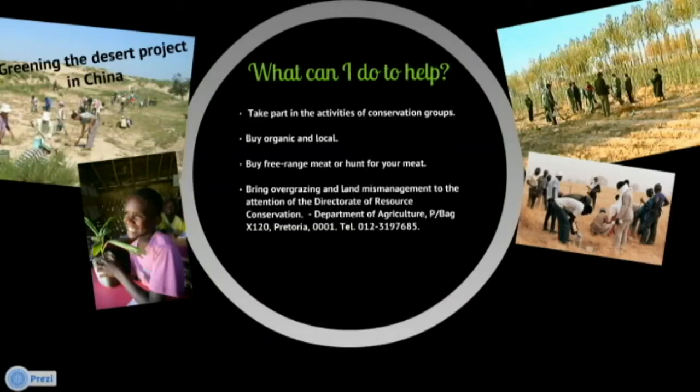You may be able to find local groups by visiting Meetup or contacting your local farmers cooperative. Buy organic and local. This reduces the commercial farming industry's inefficient practice of farming the land and puts production in the hands of non-chemical, sustainable farming practices. Buy free-range meat, or you can hunt for your meat. And last, you can bring overgrazing and land mismanagement to the attention of the Directorate of Resource Conservation. Its address is included below.